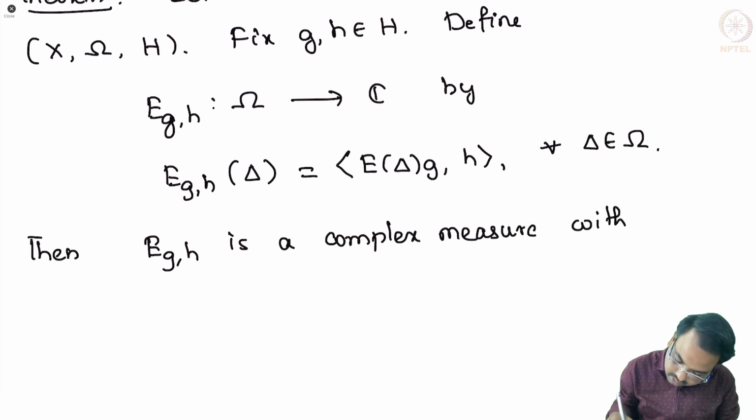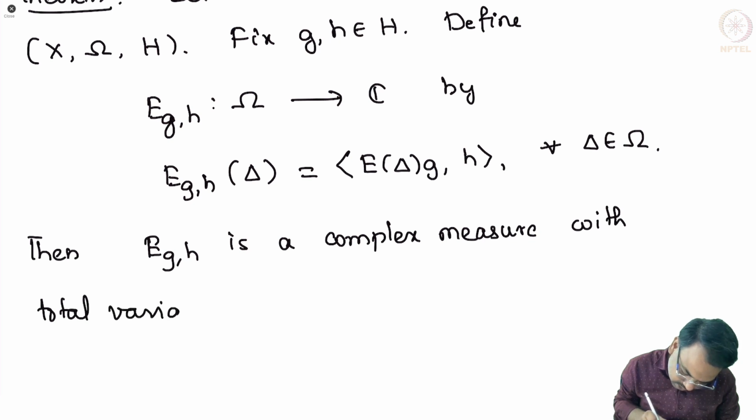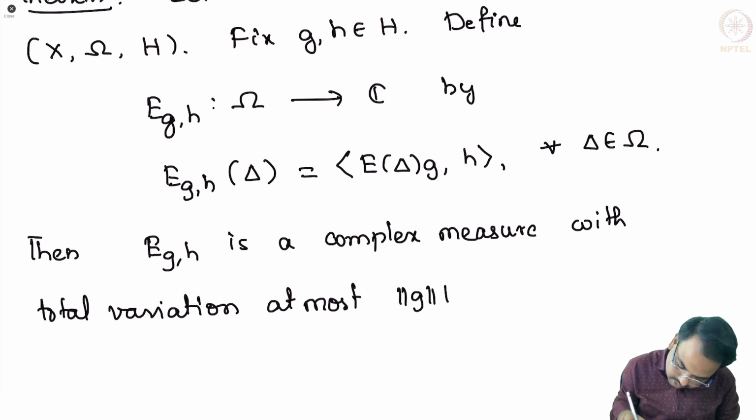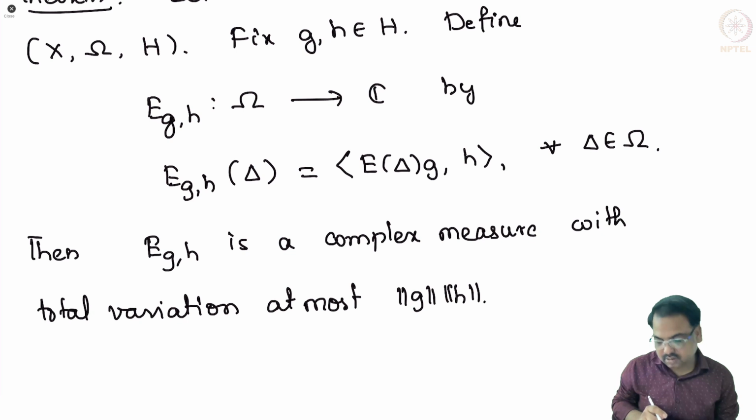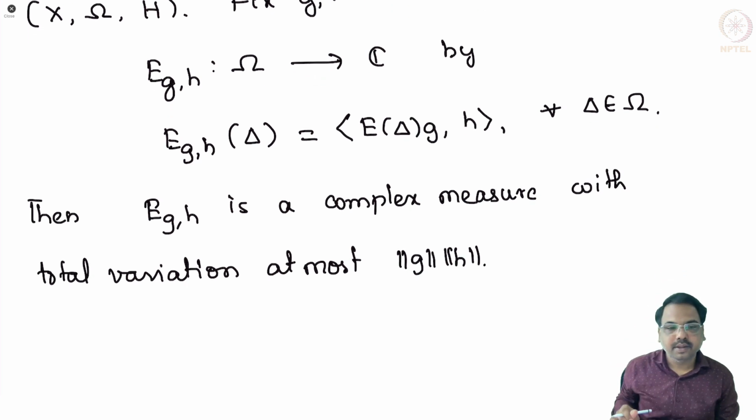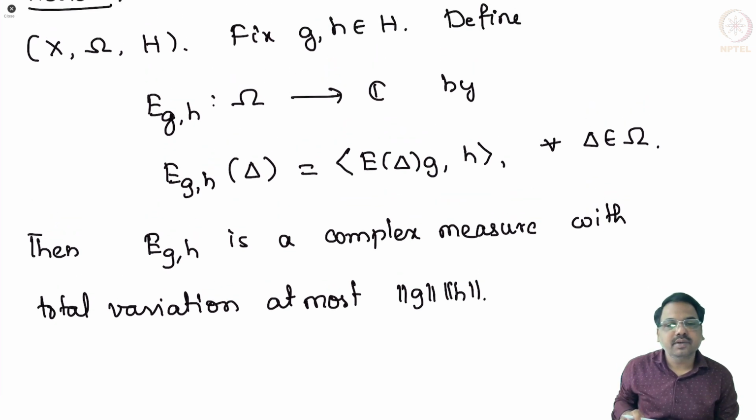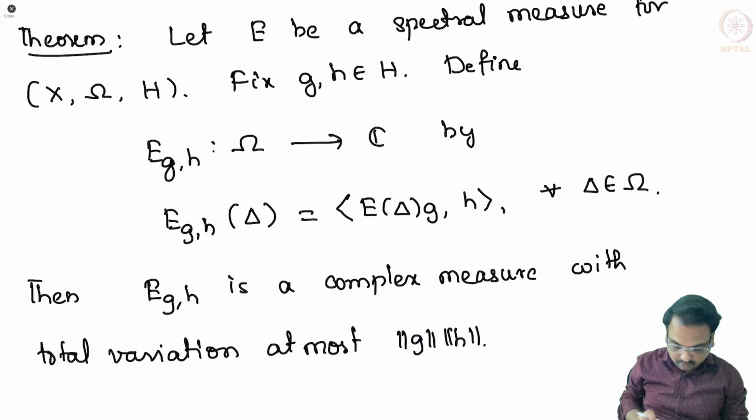with total variation at most norm G into norm H. Okay. So that means given a spectral measure, we can actually create a complex measure out of that, by fixing two vectors from the Hilbert space. If you change the vectors, then the measure also will change. You will get a different complex measure.